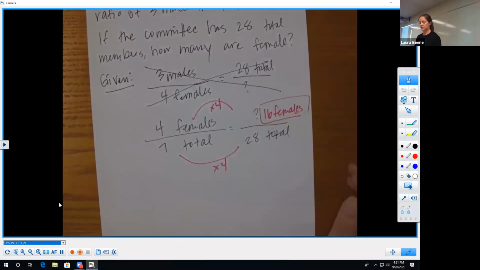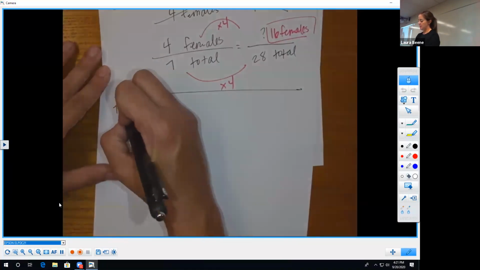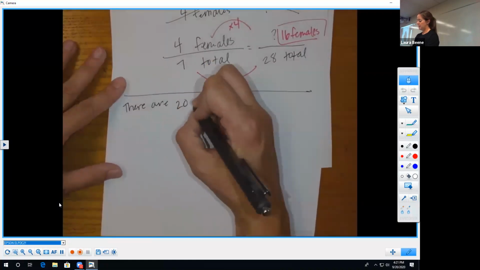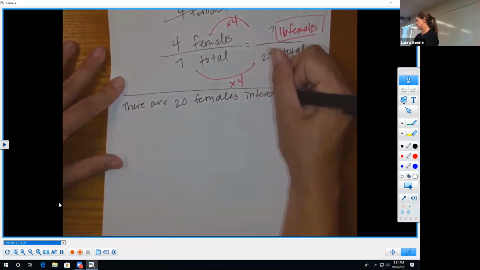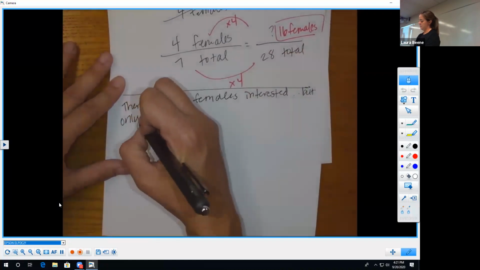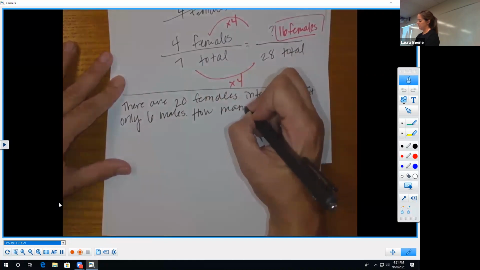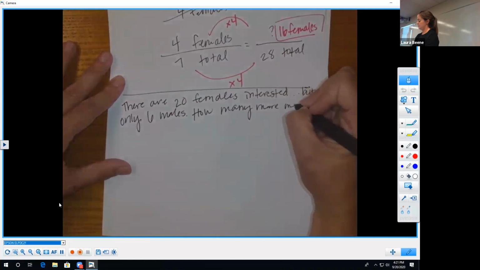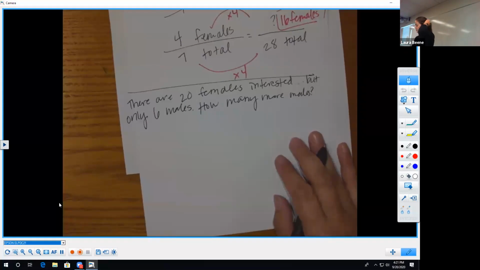Okay, so I hope that is helpful with some of the problems. What if I take that problem and extend it and I say, for that same problem, there are 20 females interested in being on the committee, but only 6 males. How many more males do we need to make this work, to keep the correct ratio?